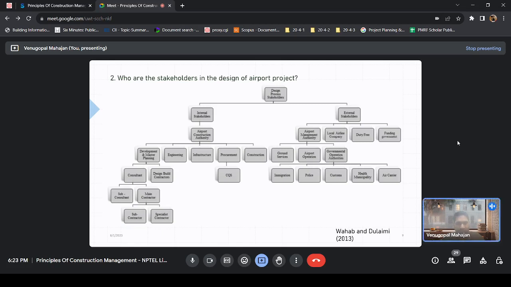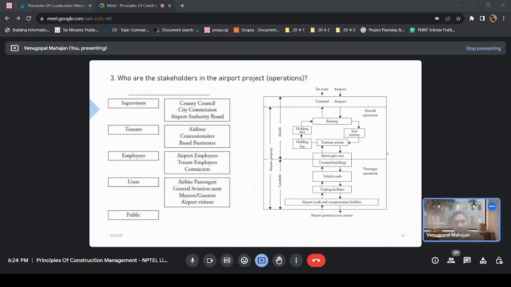What do you think about height regulations in the vicinity of airports? Right, there are also bylaws regarding how high a building can go. Okay. What I would do is give these slides to you and let you delve into this. Now this was the design phase. Now let's come to the operations phase.